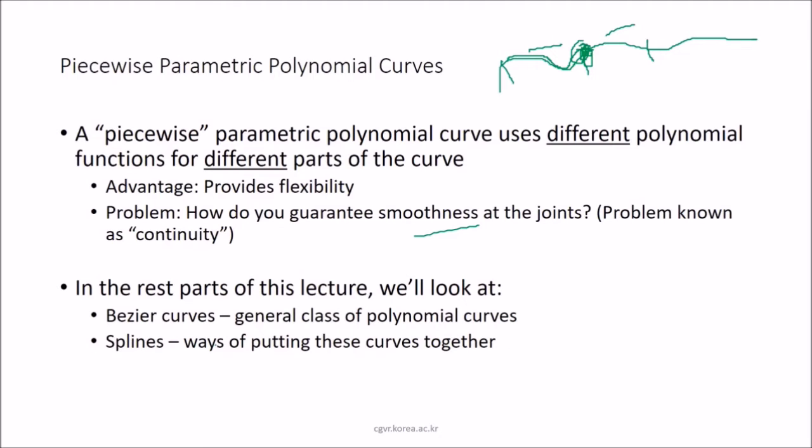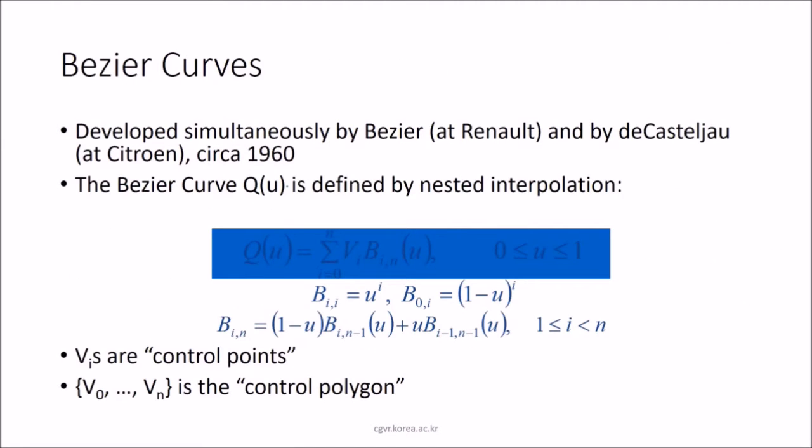So we'll look at the Bezier curves. These are the general class of polynomial curves, and splines are the ways of putting these curves together. Bezier curves means curve, splines means getting them together. Bezier curves were developed by Bezier at Renault and by de Casteljau at Citroën circa 1960. The Bezier curve is defined by nested interpolation like this: Q(u) is equal to sigma V_i B_i^n(u), where u lies between 0 to 1.